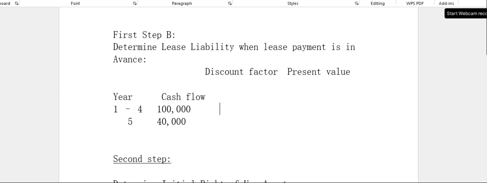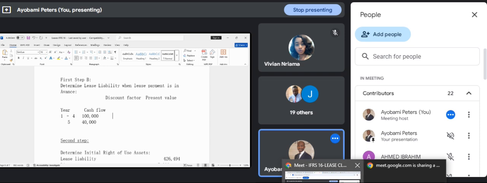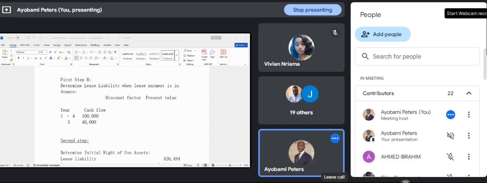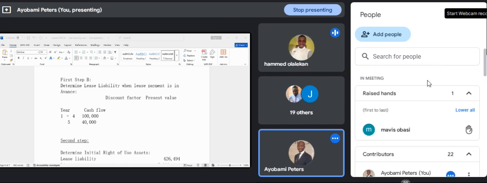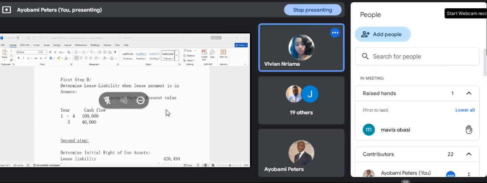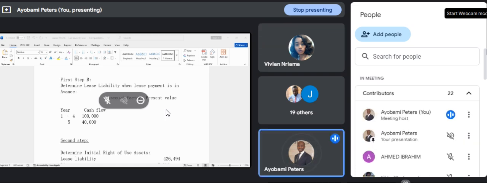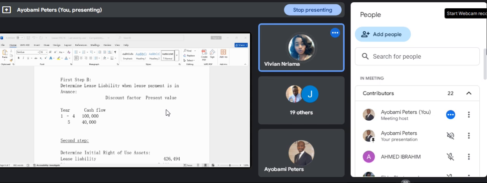Who can give me the formula? 1 minus, 1 plus 0.08 raised to power minus 4, all over R. What is R? 0.08. Thank you.